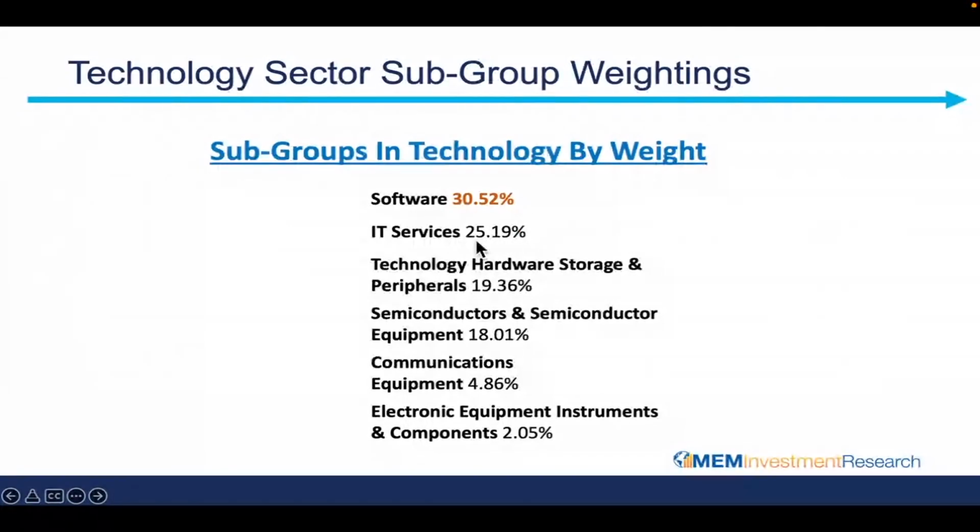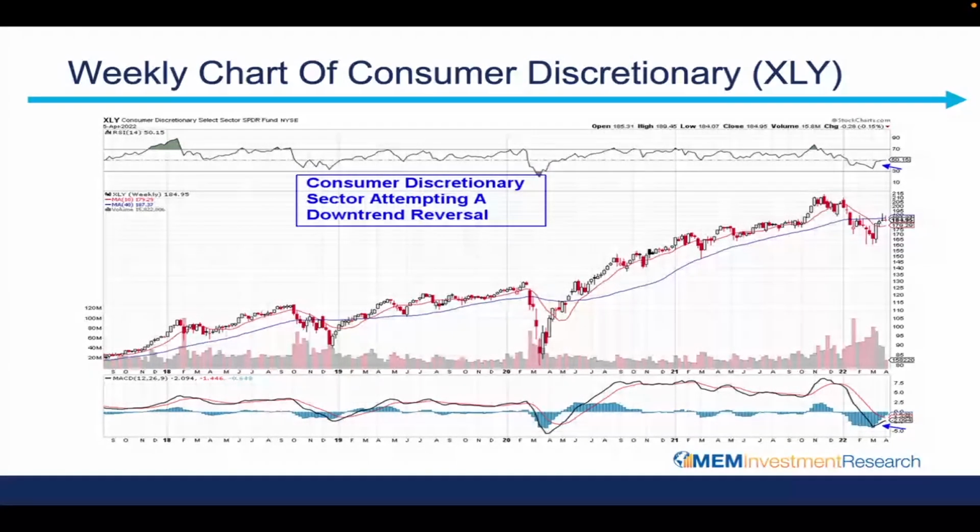IT services, 25%. And then technology, hardware, storage, and peripherals. A lot of this is going to be Apple's a heavyweight among here. And then semiconductors, another heavy weighting within the technology sub-industry grouping. Something to know when you are looking to uncover rotation, be aware of those sub-industry groupings.